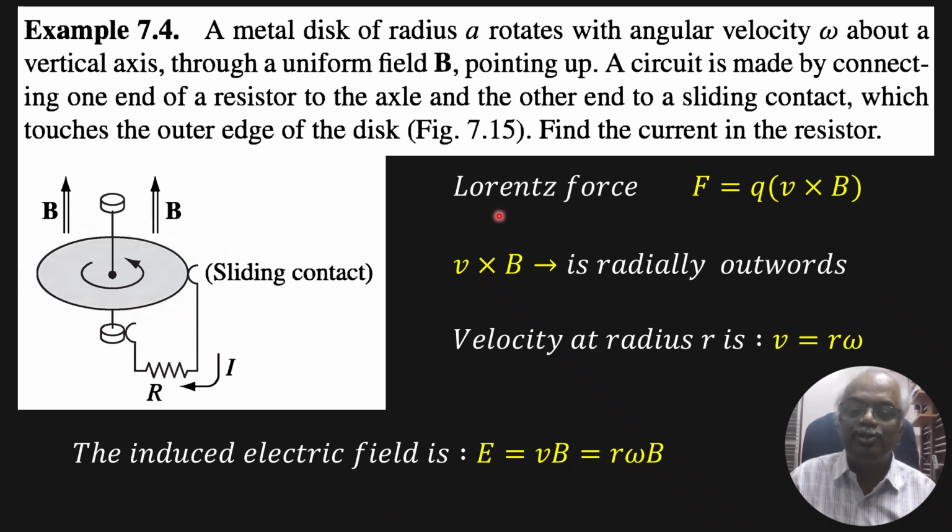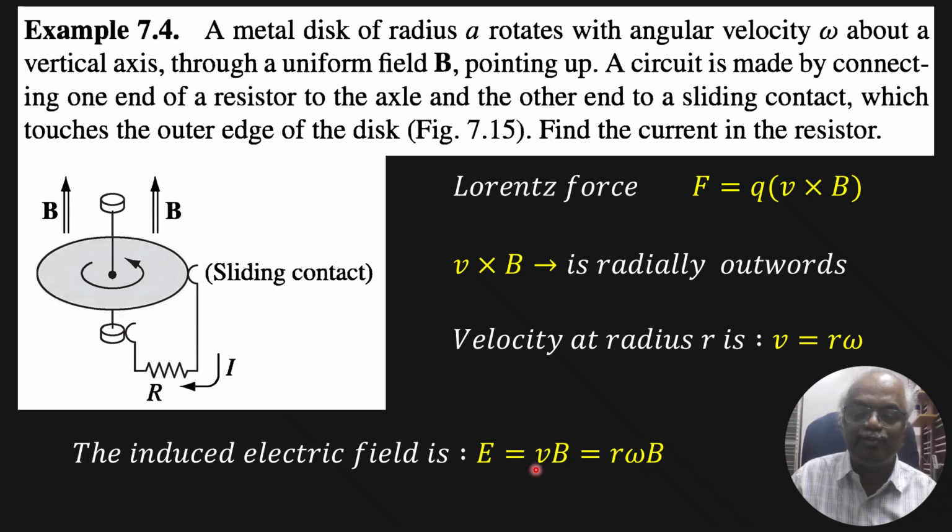So we know the Lorentz force by definition is F equals q multiplied by v cross B. This is a cross product. According to the right hand rule, v cross B is radially outward, that is towards the rim of the disk. So velocity at radius r is defined as v equals r omega. Then the induced electric field E is equal to v multiplied by B.